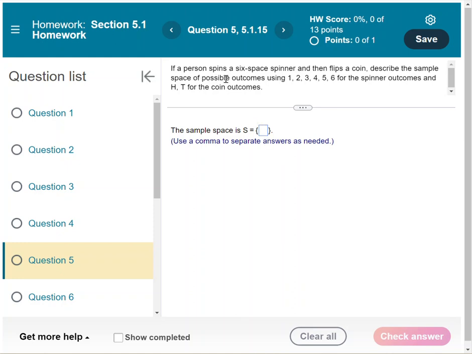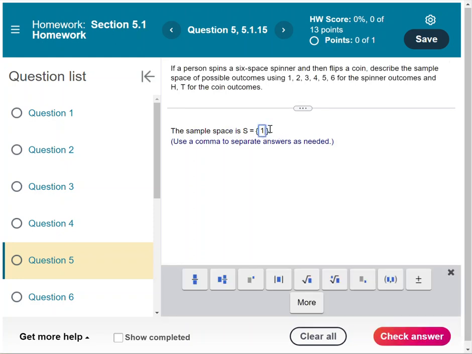So here, if a person spins a 6-space spinner and then flips a coin, describe the sample space of possible outcomes using 1 through 6 for the spinner outcomes and H and T for the coin outcomes. So basically you spin the spinner and then you flip a coin.